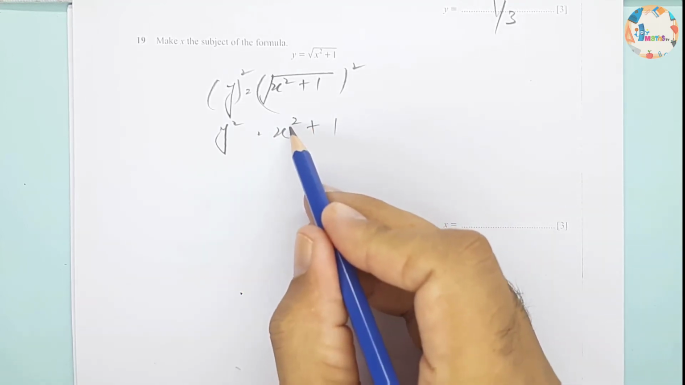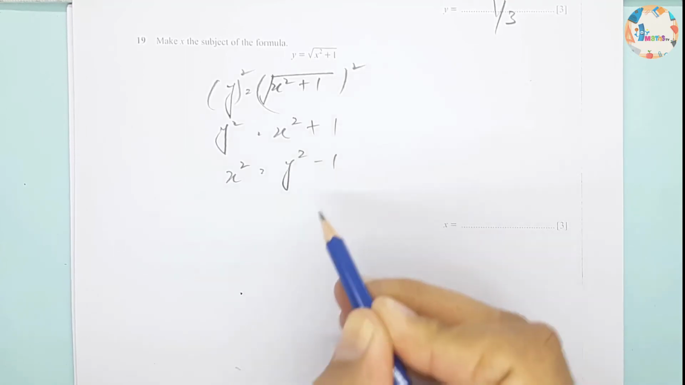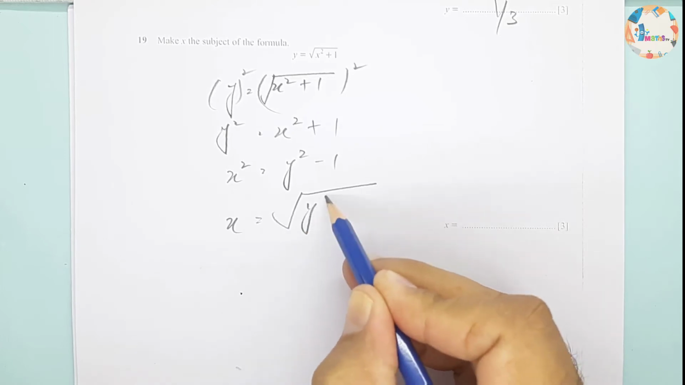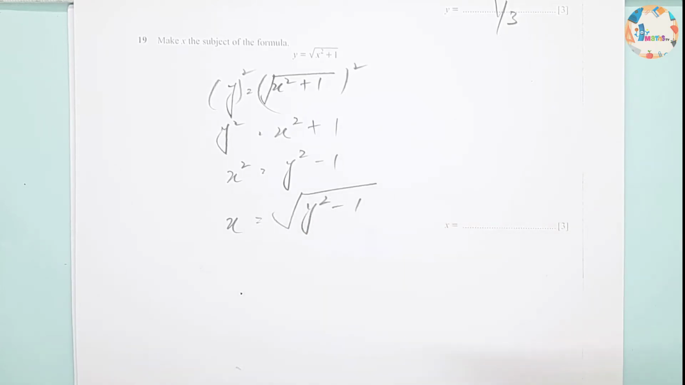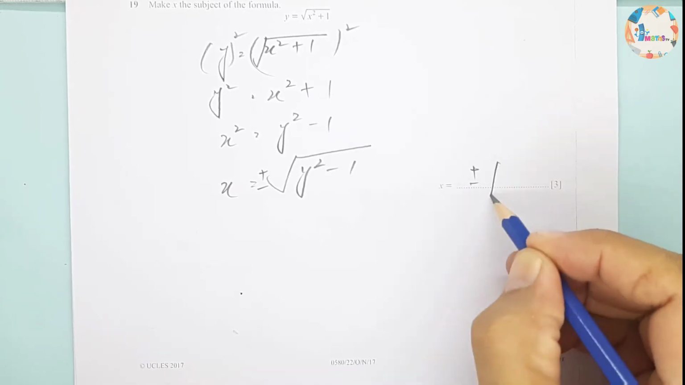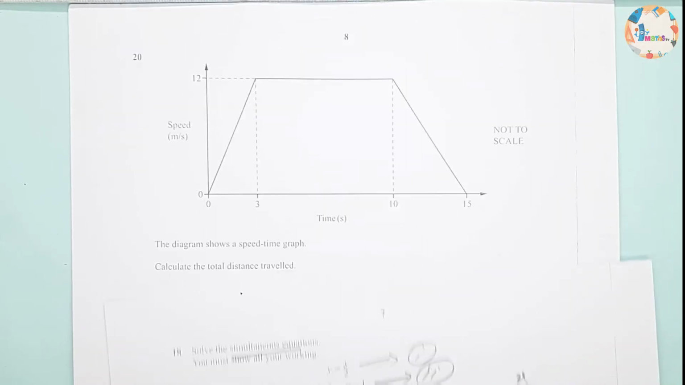Now we can shift 1 to the other side. So x square will be equal to y square minus 1. Now we can take root. x is equal to root of y square minus 1. So this will be plus minus because we are taking root. So our answer will be plus minus root of y square minus 1. This will be our answer.